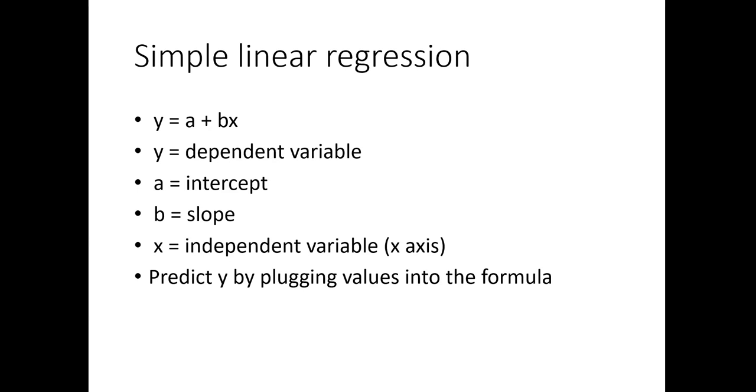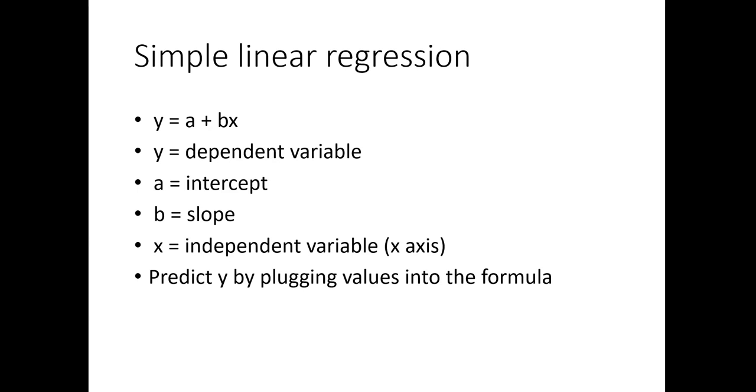Now let's get a little bit more heavily into simple linear regression. So the formula is y equals a plus bx. A is the intercept, so when x is 0, y equals a. The intercept is the value of y when x is 0. Y is the dependent variable, it's what you're trying to predict. B is the slope.